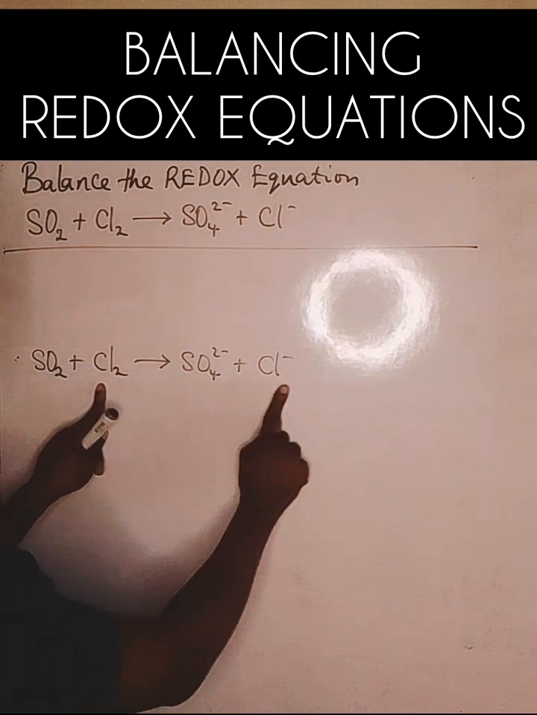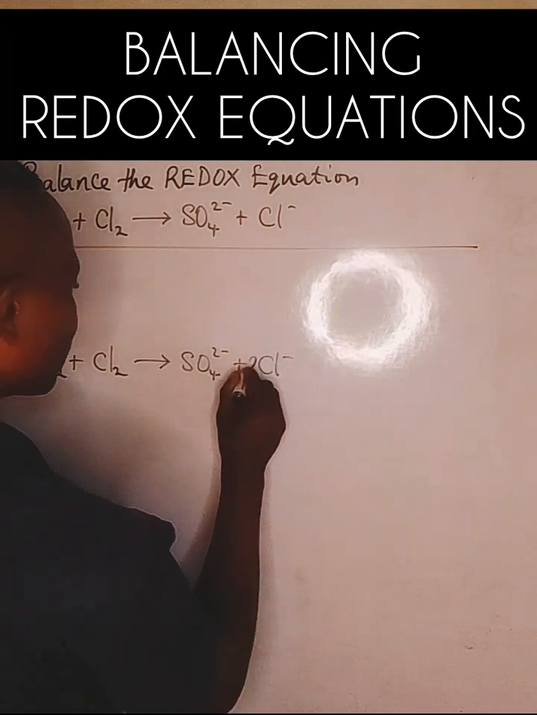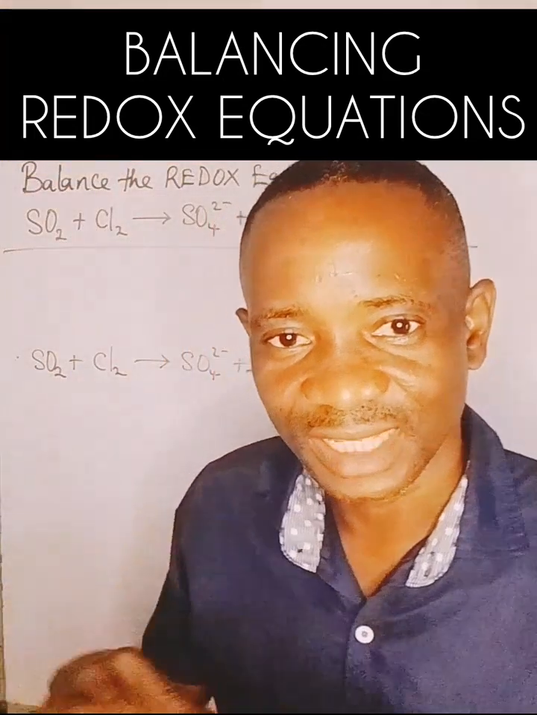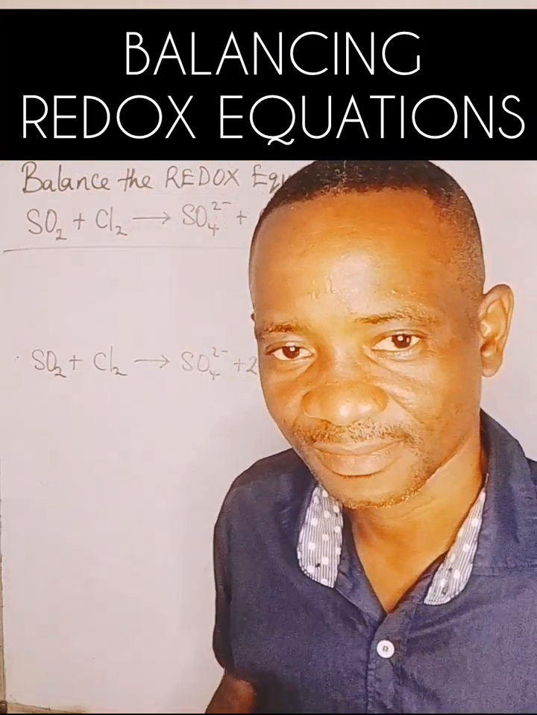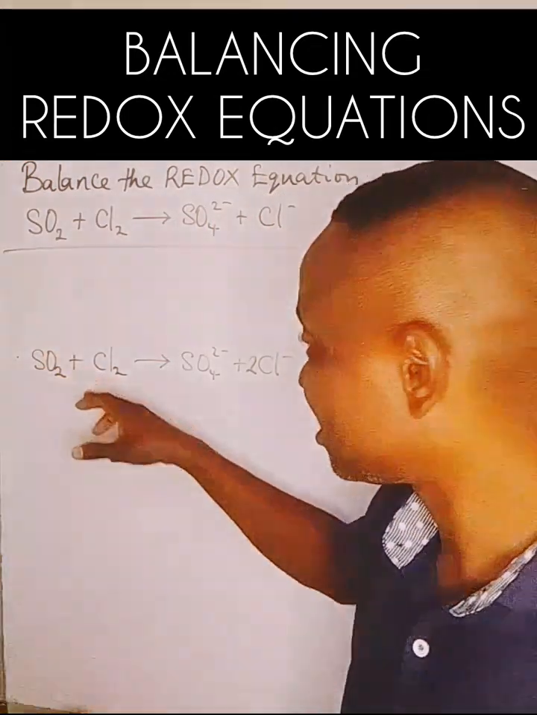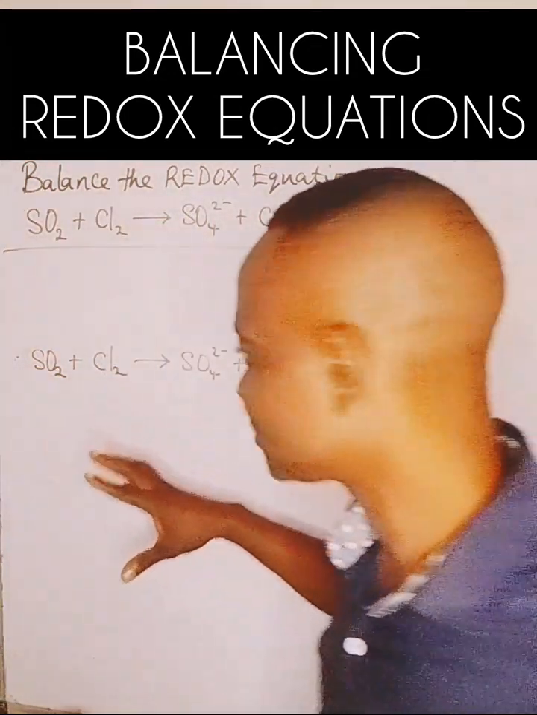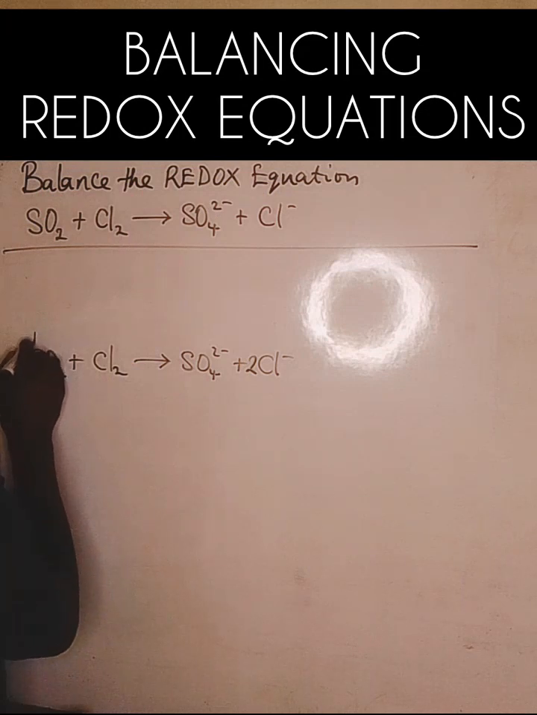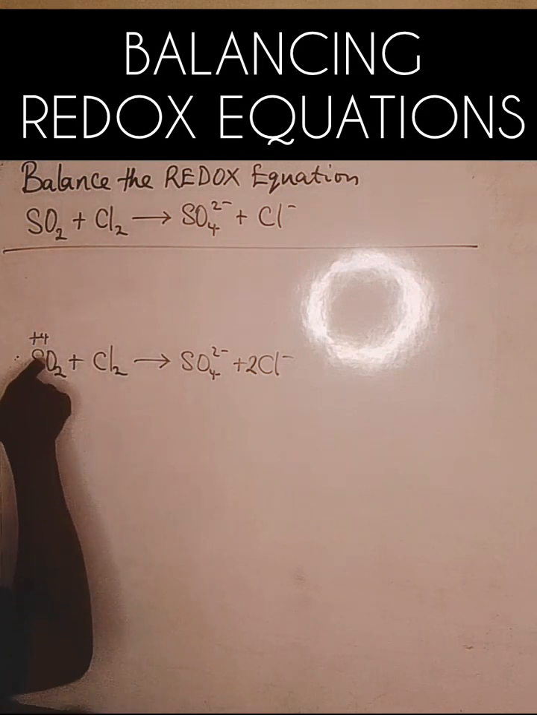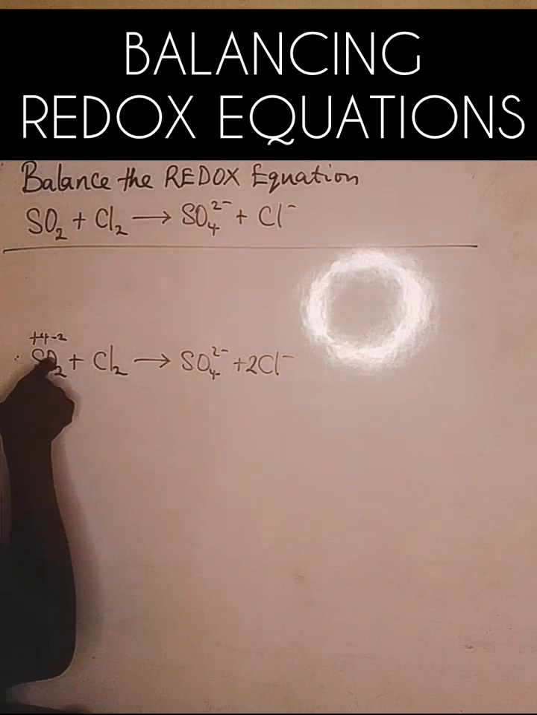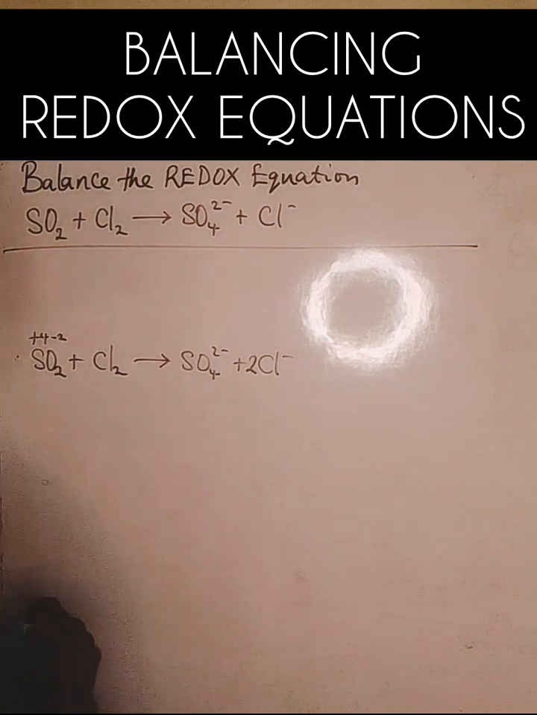Chlorine is 2 here and 1 there. So you write 2 at the back. After this, you have to separate this equation into 2 half equations. How do we do that? We identify the oxidation numbers of each element, both at the right and at the left. So this is sulfur IV oxide, meaning that oxidation number of sulfur is +4. Because oxidation number of oxygen being -2, you will get that of sulfur by saying 2 times 2, which is 4, and that is +4 for sulfur.